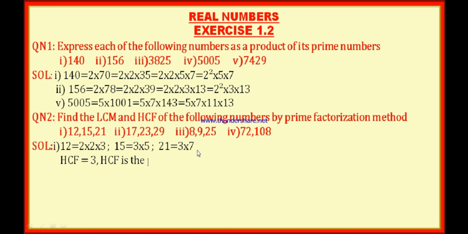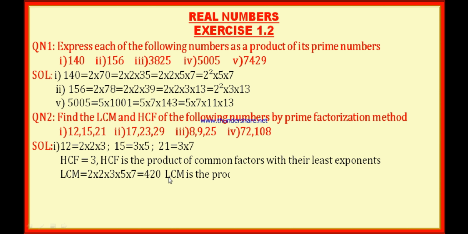Now let us find HCF first of all. How to find HCF? HCF is the product of all common factors with their least exponents. First of all, write the common factors from all the 3 values. Here 2 is a factor of 12, but you cannot find 2 in 15, therefore leave it. Here 3 is a factor of 12, 3 is also a factor of 15, and 3 is also a factor of 21. Therefore, you write 3. And there is no other common factor. Therefore, HCF of 12, 15 and 21 is 3.